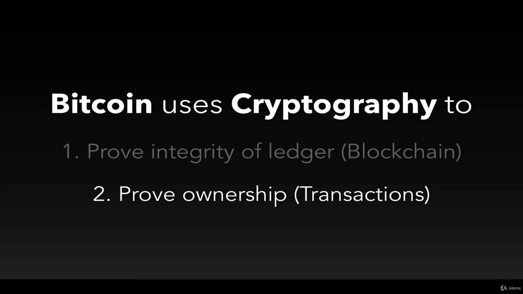We can't just dive into how it works without actually explaining some of the math and cryptography behind it, just like we did when we talked about fingerprint functions first, and then we applied it to the blockchain. We're going to do the same thing here. We're going to talk about the specific type of cryptography that Bitcoin uses, and then apply that to Bitcoin.